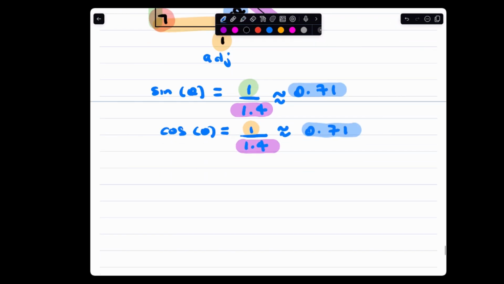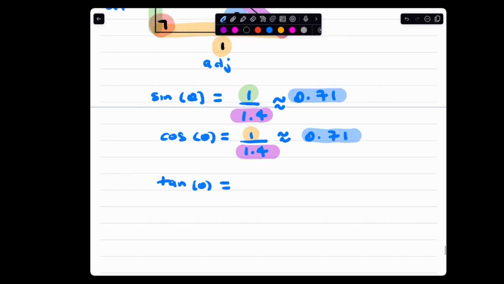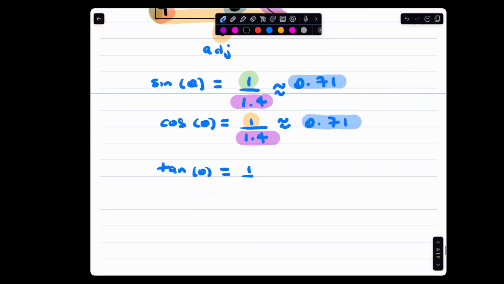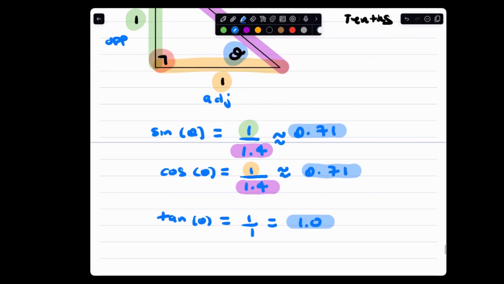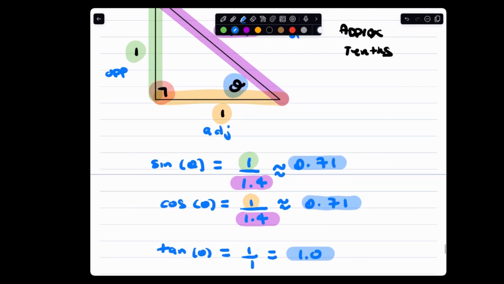Okay. What about tangent theta? What's that going to be? Opposite over adjacent is 1. What's 1 divided by 1? Now, what if they said, what is this to the nearest tenths? You can put 1.0, or you could leave it as 1. But at least there's some consistency here. Is that true? You guys okay with that? So, ladies and gentlemen, this is how you find those 3 trig ratios.